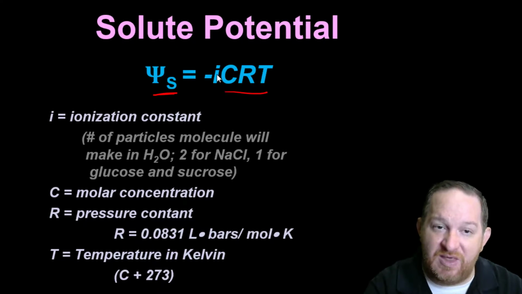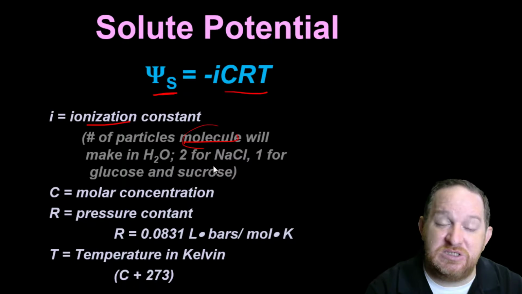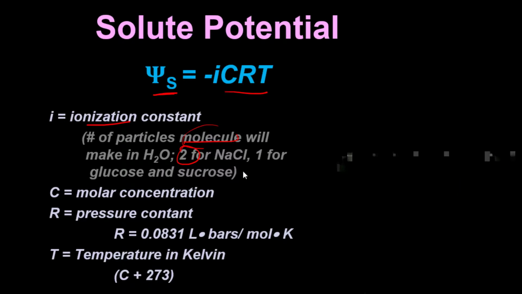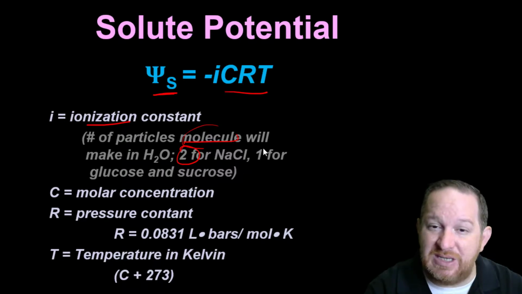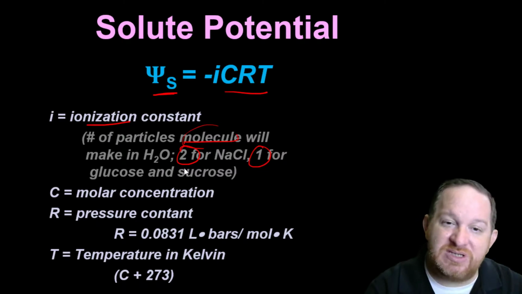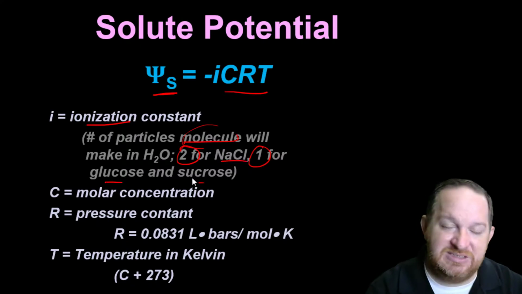negative of the ionization constant. So if you think about molecules that have ionic bonds and they ionize, right? So this is a constant depending on what solution you're in. Salt, right, actually will go into 2 particles, so that gets a 2 in water. Glucose and sucrose will keep their shape, so they will stay as 1 particle. So they have a 1 for the ionization constant. Most of the time, these are the only 3 we'd ever talk about: glucose, sucrose, and salt. So those are the ionization constants for it.